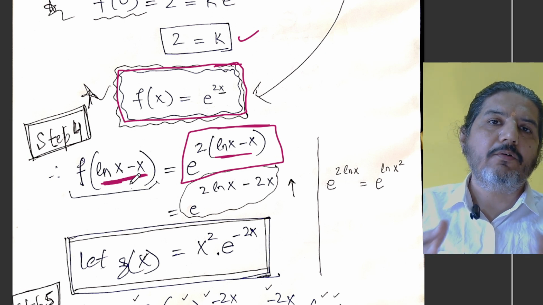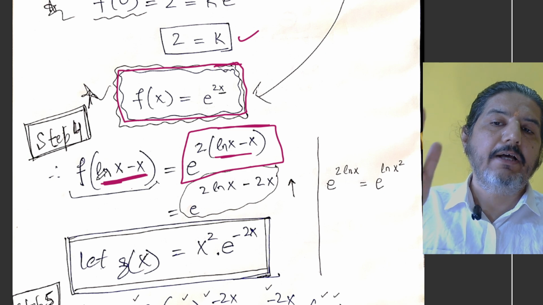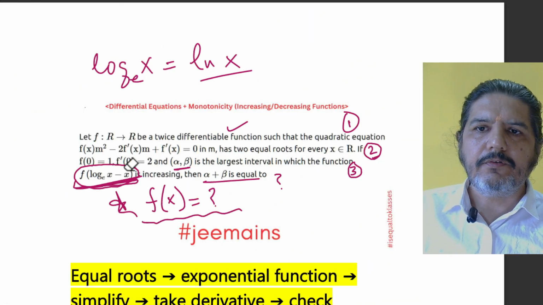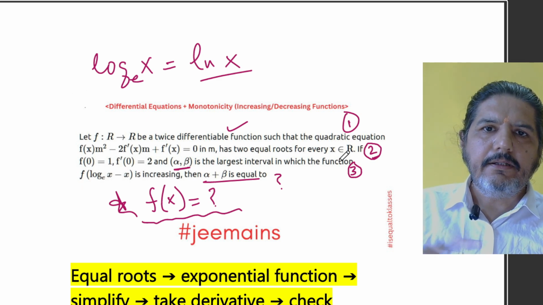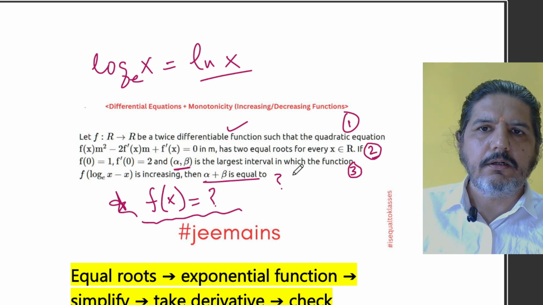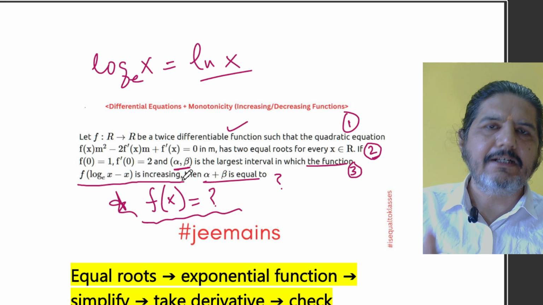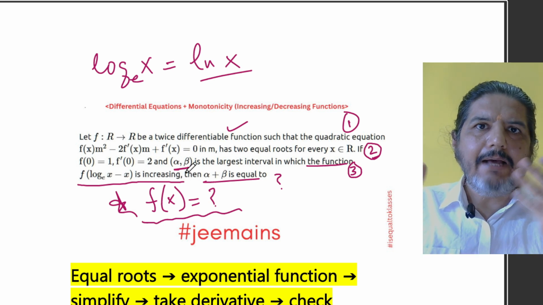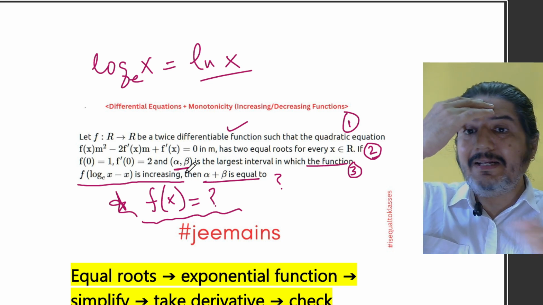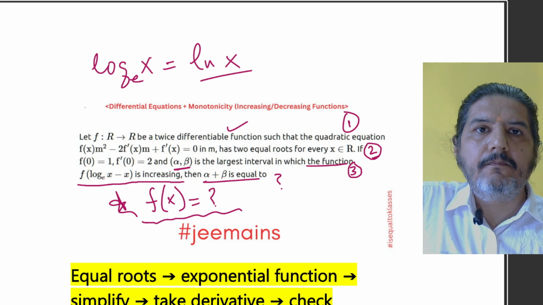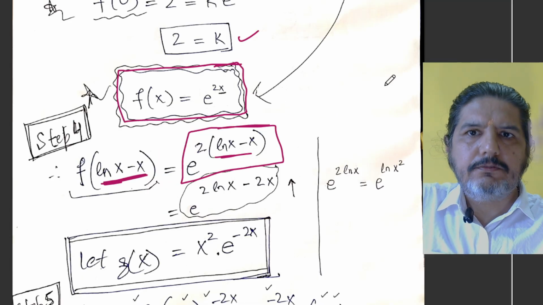Why do I need to calculate this? I need to calculate the value of f of ln x minus x because the third input in the question is that the function f of ln x minus x is increasing. So I need to see what f of ln x minus x looks like. Only then will I be able to find the interval in which it is increasing. So that is why I'm taking this route.